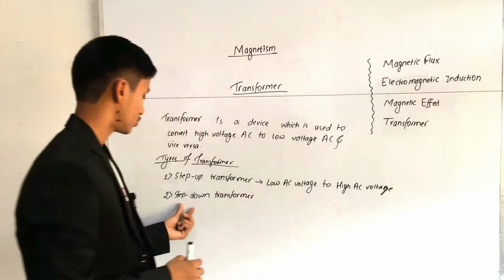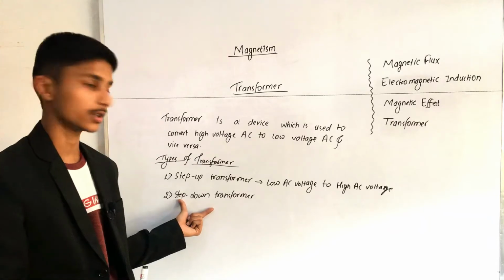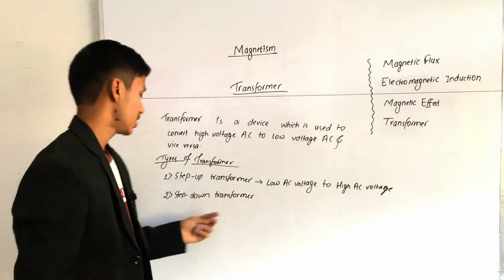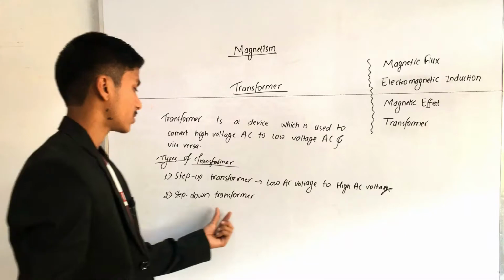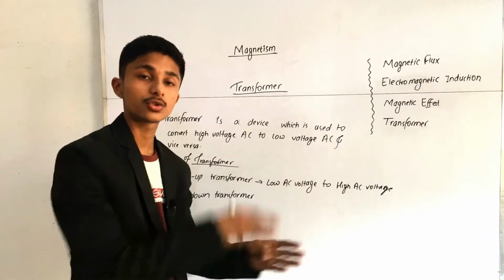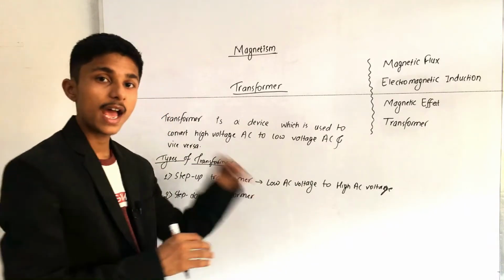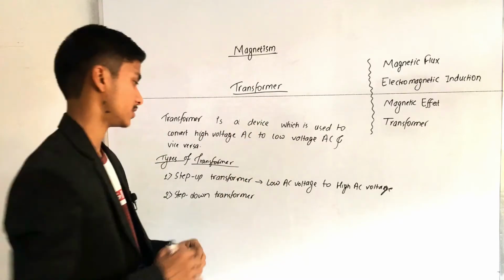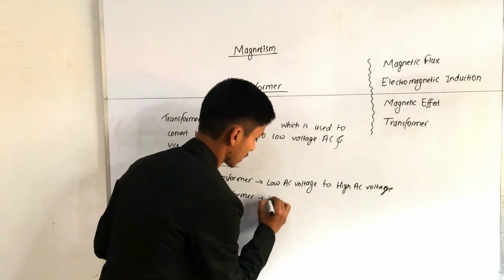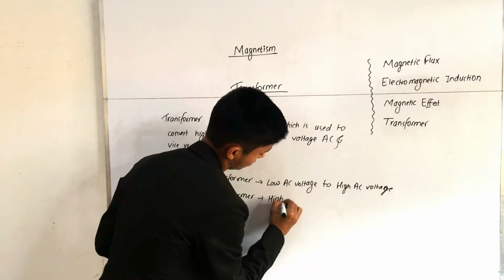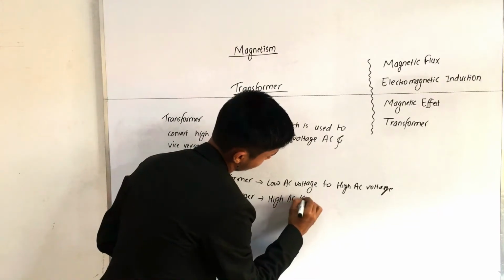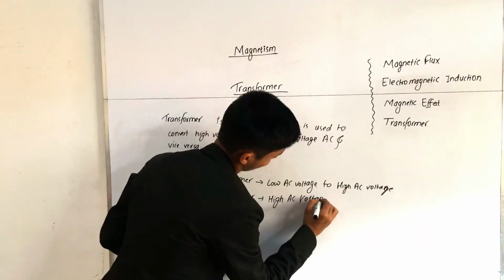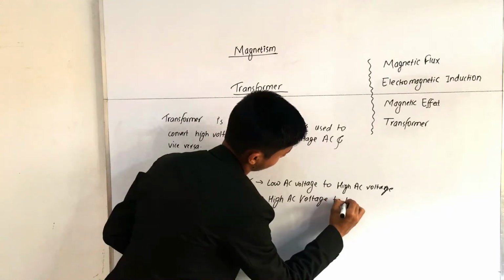I don't think I need to tell you this one, because it is just the inverse. The step down transformer is the type of transformer which converts high AC voltage to low AC voltage.